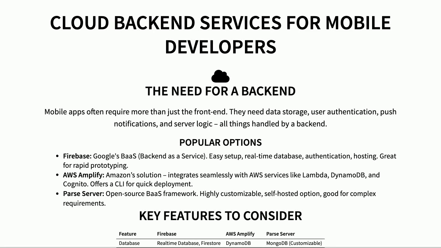Your front end is what users see, but you need something to store data, manage users, and handle all the behind-the-scenes logic. Firebase is a really popular choice because it's super easy to get started with. It's like a pre-built backend. AWS Amplify integrates nicely with Amazon Web Services, which can be powerful for larger projects. And then there's Parse Server. It's completely open source and gives you lots of control if you need something really customized.